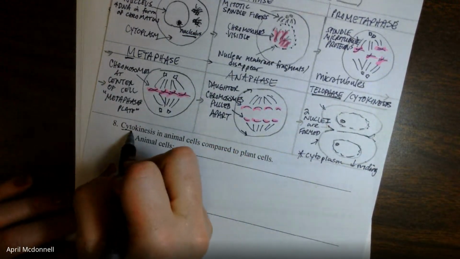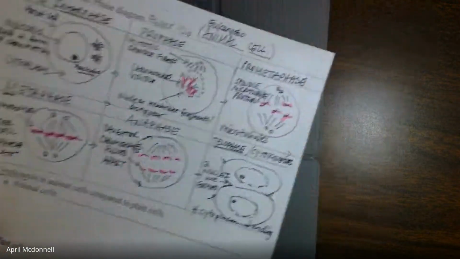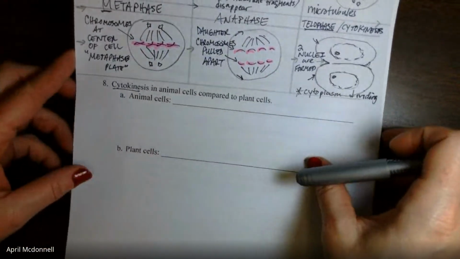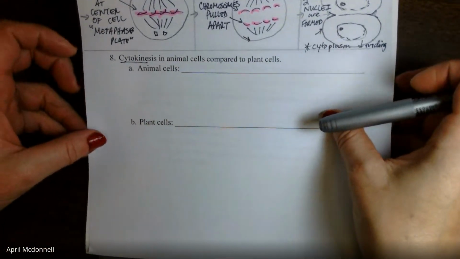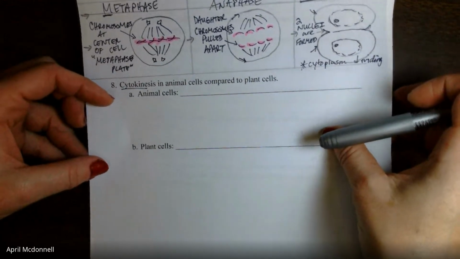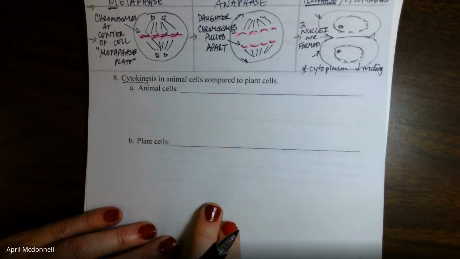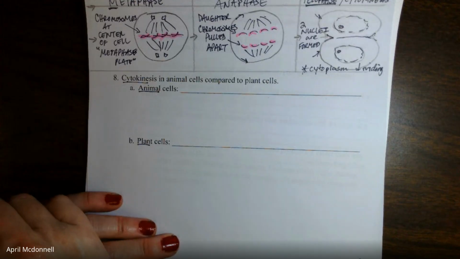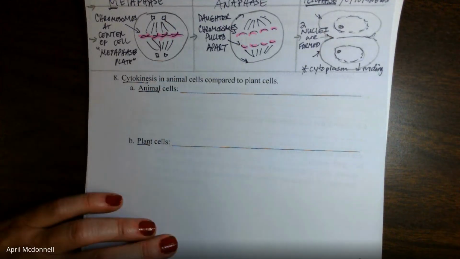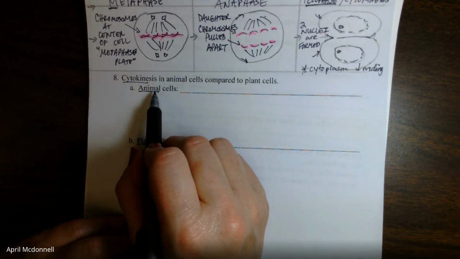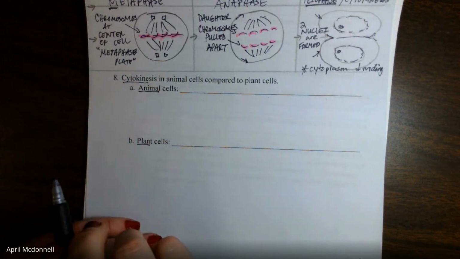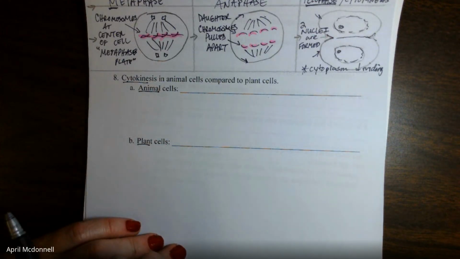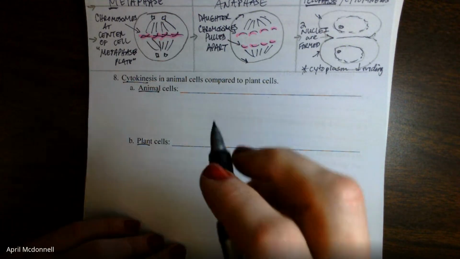Okay, let's talk about cytokinesis a little bit more because it happens differently in animal and plant cells. So in animal cells, cytokinesis is accomplished by forming an indentation called a cleavage furrow to separate the cytoplasm.